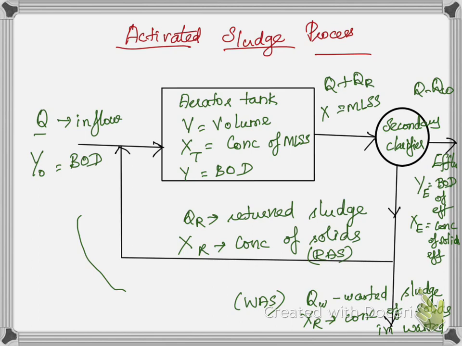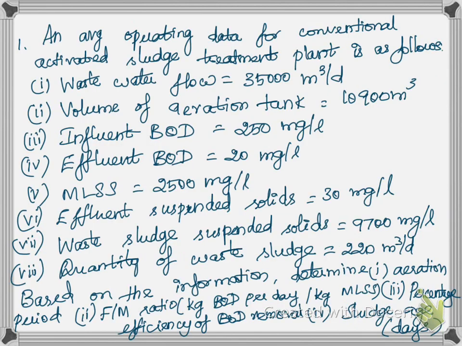Okay, now we'll proceed to the problem. We have average operating data for a conventional activated sludge process. They have given wastewater flow, volume of aeration, influent BOD, effluent BOD, MLSS, effluent suspended solids, waste sludge suspended solids, and quantity of sludge. They have asked us to determine the aeration period, F/M ratio, percentage efficiency, that is, how much percentage of BOD has been removed, and finally the sludge age.